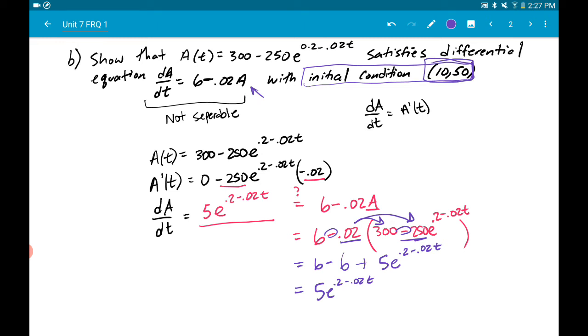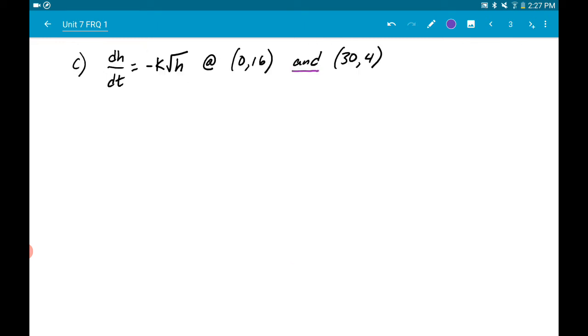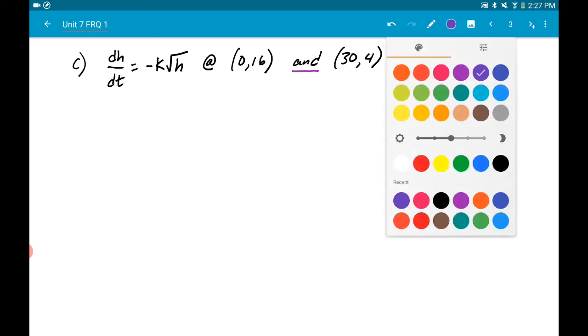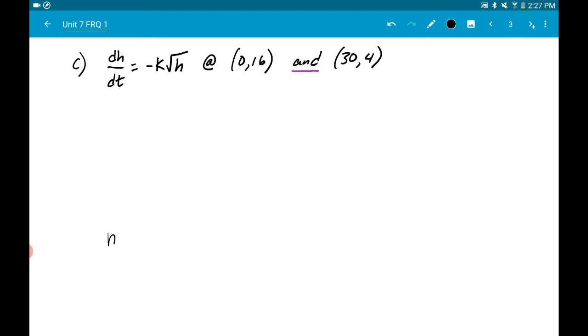So anyway, part C, it asks us to find h of t. That's our goal for this particular differential equation. So hopefully you remember that the first step is to always separate the variables. So the first step would be to rewrite it like this. Now I actually thought this problem was interesting and different and unique, and maybe that's how they'll mix it up this year, but the thing that makes this kind of unique is there's two conditions or 2 points to consider.